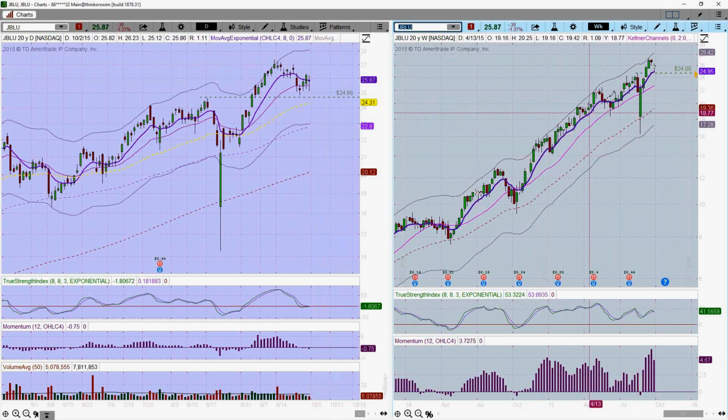It's making a really nice bounce off the 8-week moving average. And just wondering if volume is going to come in and play any role whatsoever.